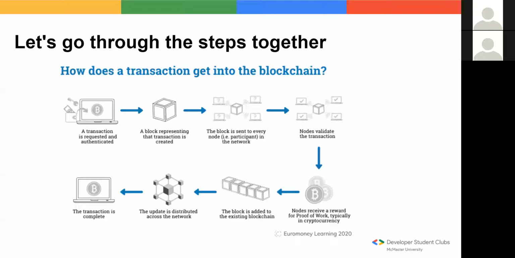And then the person who mined the block receives the reward, which is typically in cryptocurrency. So we said if Adam is the one who found the hash first, which contains the hash of the block and is smaller than the difficulty level, he will be the one who receives the reward. Then the block is added to the blockchain, the update is distributed across the network, and the transaction is completed.